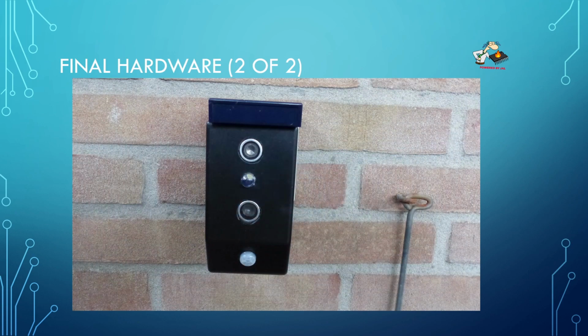And if you build it in the cabinet, it looks like this. So at the bottom you see the passive infrared module, and in the middle of the two buzzers there is the LED.